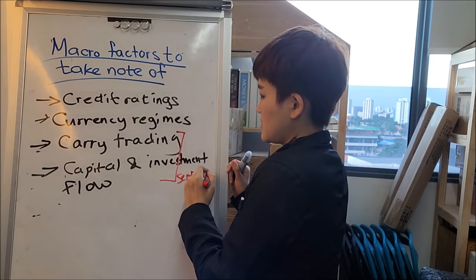So who are the major trading partners? They are the US, China, UK, Switzerland. Okay, like I said, it's going to change over time.